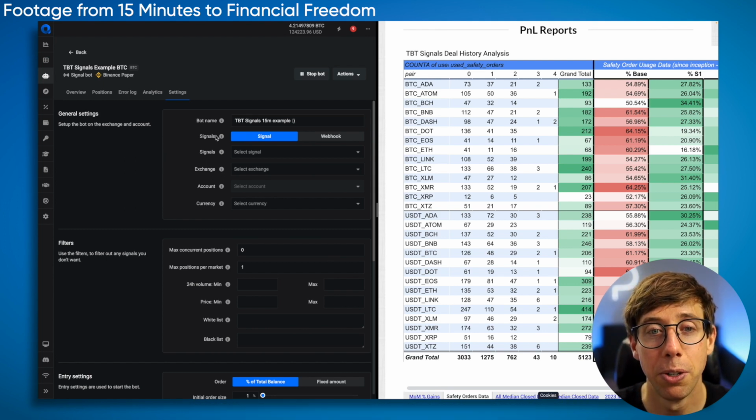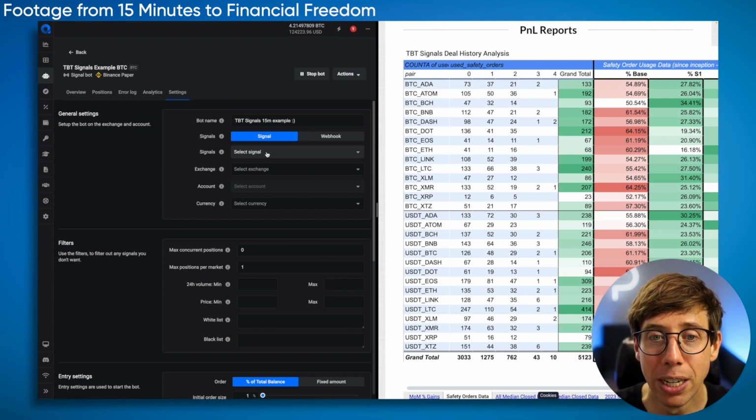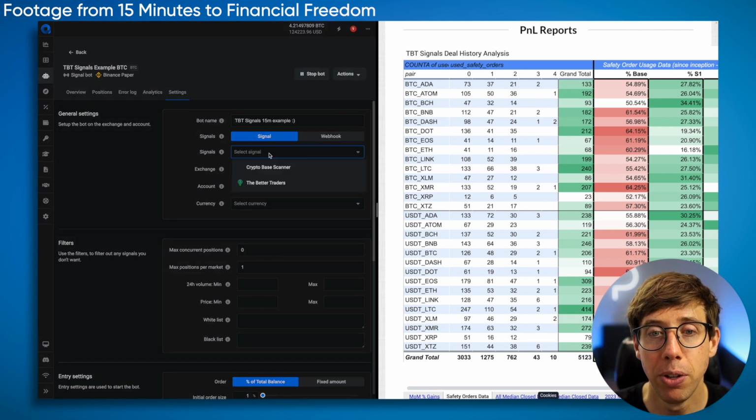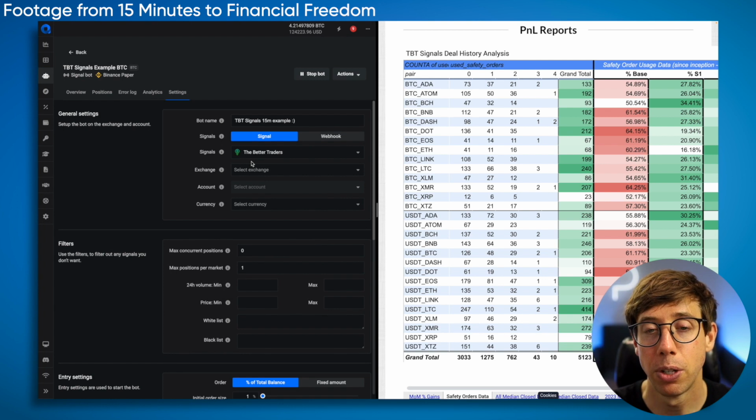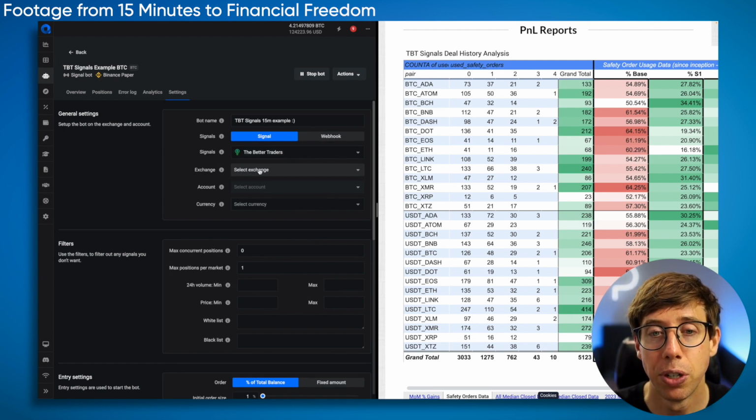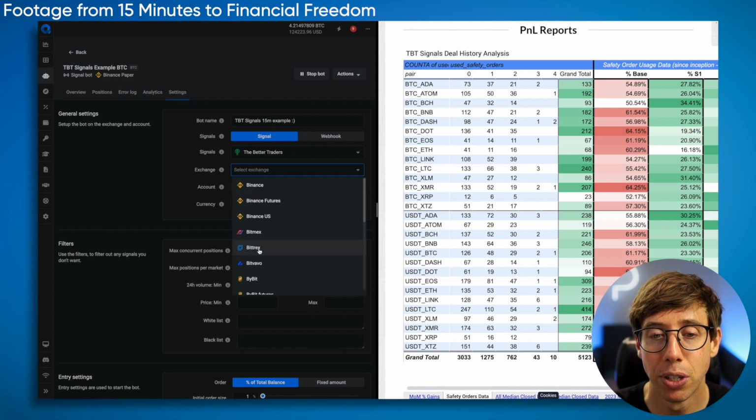And now we're going to go to signals. We're going to set it to signal. In the signals drop-down menu, you're going to choose the better traders. That's us. So those are the TBT signals, TBT, the better traders. Exchange. Now, you can choose any exchange that you want, but it doesn't work for every exchange.